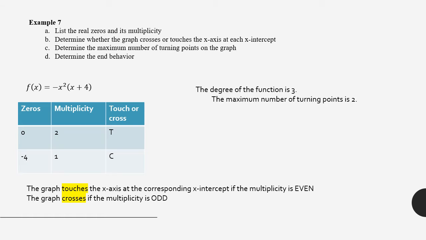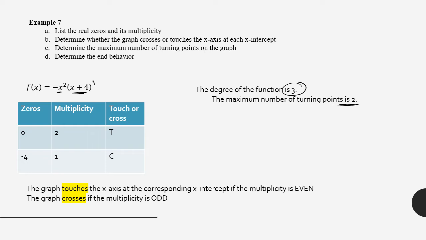Okay, the degree of the function is 3. So remember, when we're multiplying, if the function is given to us in factored form, it makes it really easy to find the zeros. Okay, but for the degree, we have to figure out what would happen if we multiplied it all out. So remember, if you multiply, add your exponents together. So 2 plus 1 is 3. The maximum number of turning points is always 1 less than the degree. So in this case, 2.